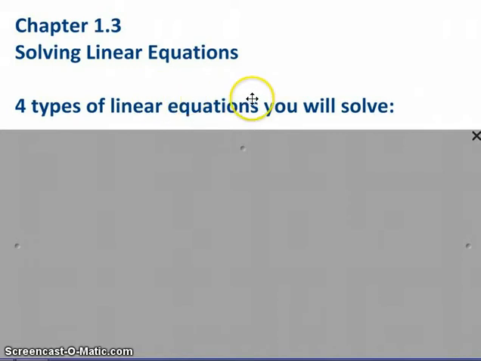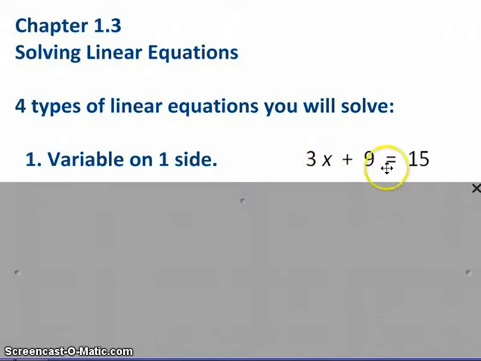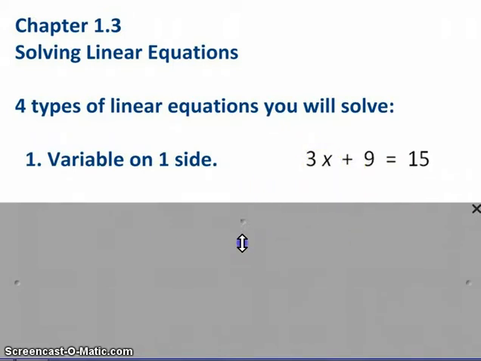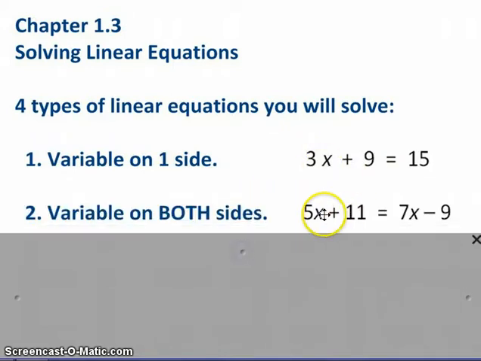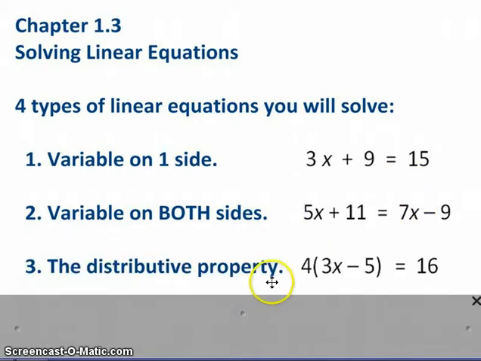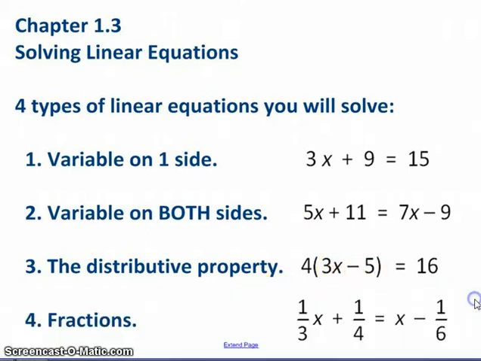There are 4 types of linear equations that I'm going to expect you to be able to solve out of chapter 1.3, and those are having a variable on one side, like this first case, having variables on both sides, the 5x and the 7x on the right, using the distributive property to figure out what x is. Again, the whole goal is to solve the linear equation. Make sure you understand that solving a linear equation means telling me what x is, evaluating x in other words. And then the last, 4th example, what do we do if we have fractions?